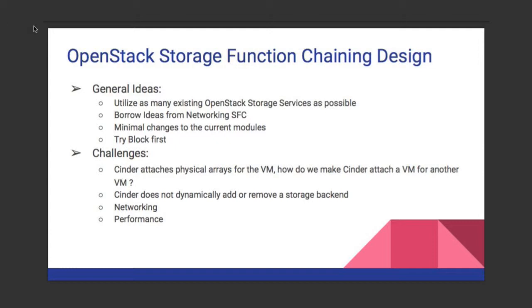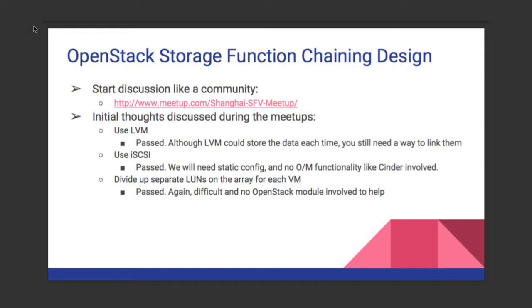The third one is networking: even if you solve the whole external IP story for the VMs, the networking will affect the performance really badly. So we started a discussion in the community, and we started a meetup to discuss the thoughts. Initially, around four or five people had three ideas. First, using LVM, since LVM actually stores the data, but then you realize that Cinder might not be part of the story. Another try is using iSCSI. Again, Cinder will not be part of the story. The third one would be to have separate LUNs on the array for each VM, but that is really complicated.